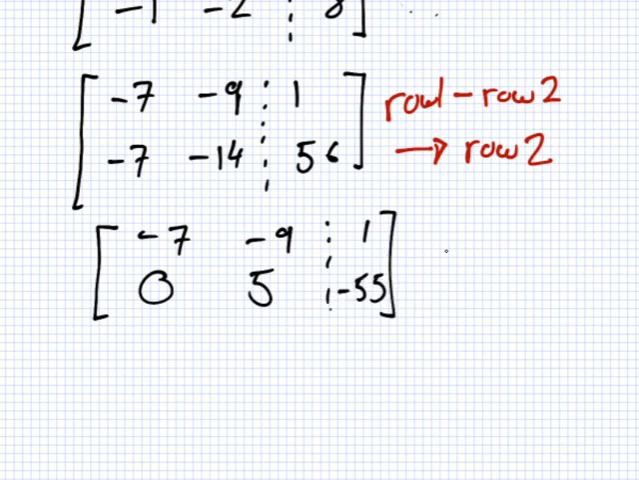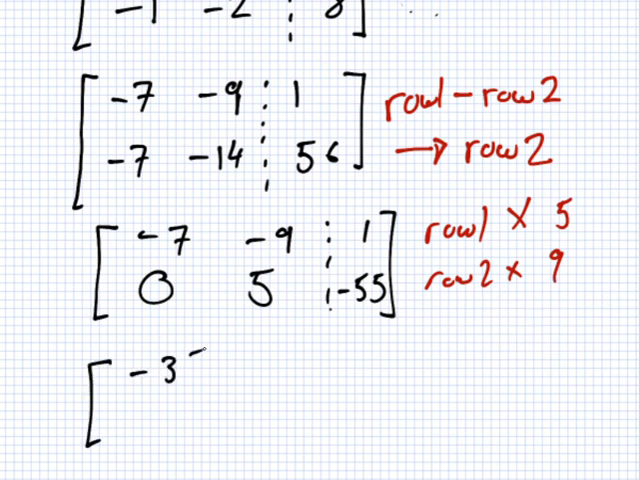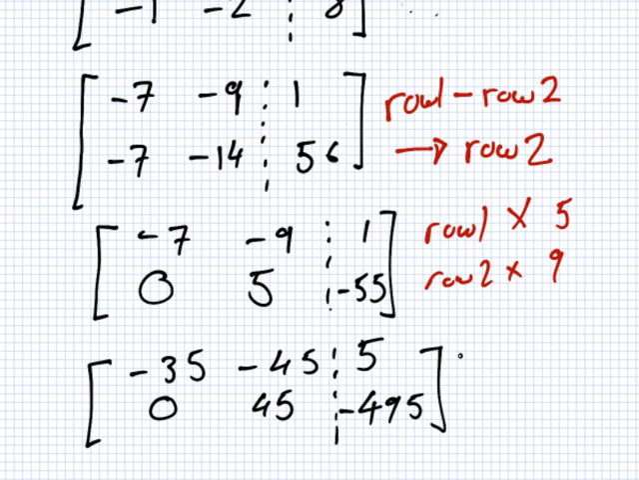I'll do row 1 multiplied by 5, row 2 multiplied by 9. Calculator's ready. This will be minus 35, minus 45, 5 times 9, 45 something. 495, thank you, with a minus. Now next I'll do row 1 plus row 2 and put the answer on row 1.